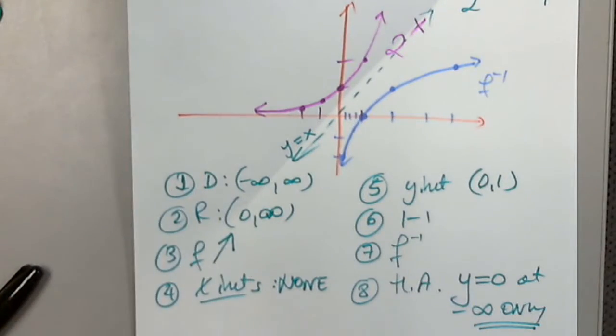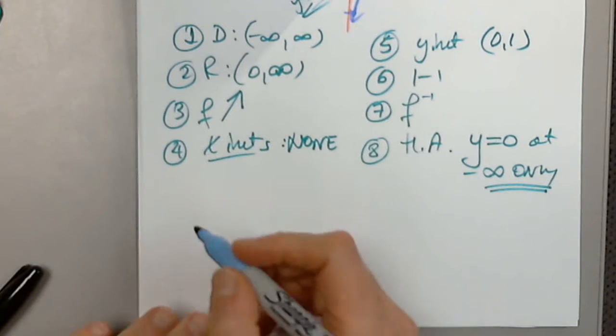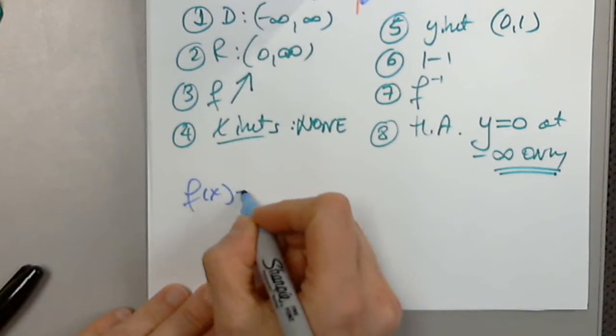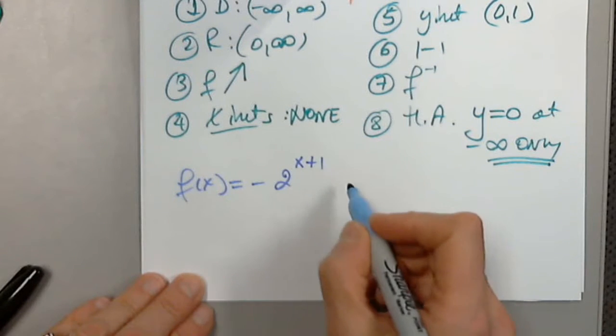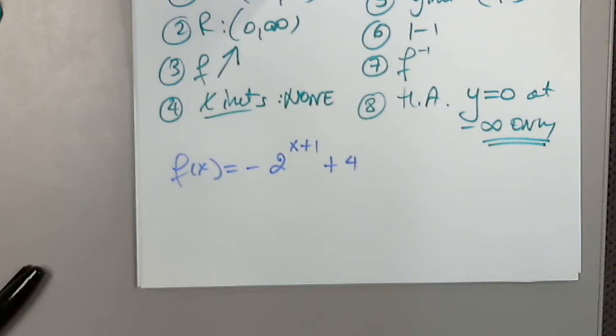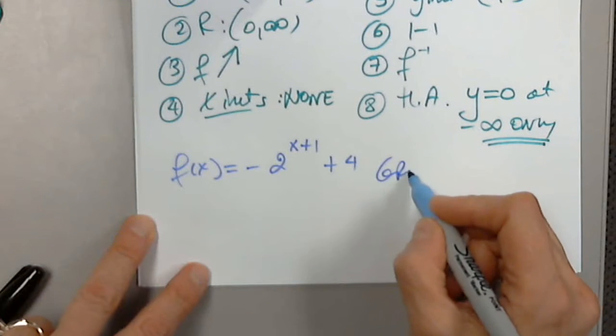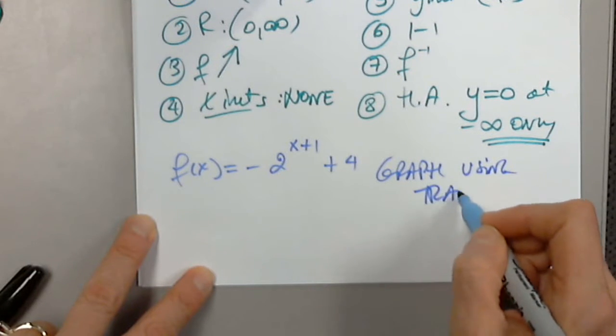Okay, I would like to look at maybe one problem with transformations. So let's say we want to graph this -2 raised to x plus 1 and plus 4. We want to graph it using transformations.